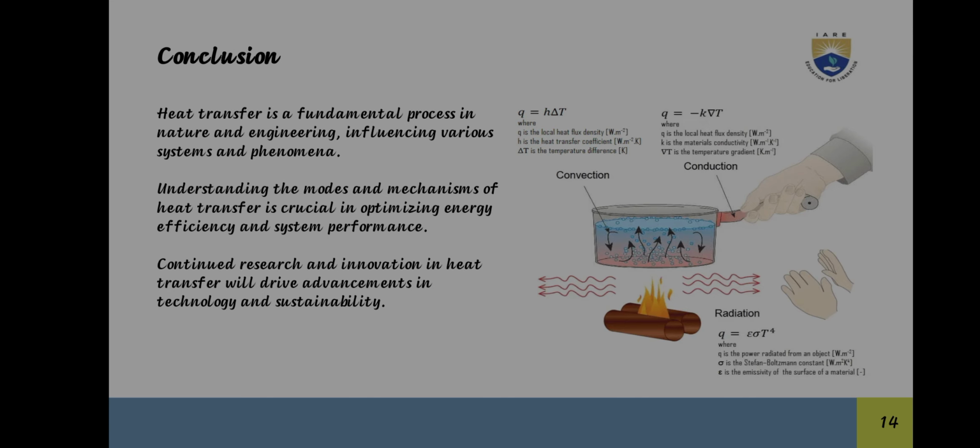Radiation: Q is equal to epsilon sigma T power 4, where Q is the power of the radiation from the object, sigma is the Stefan-Boltzmann constant, and epsilon is the emissivity of the surface of the material.